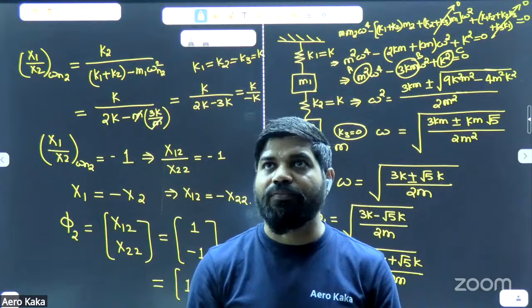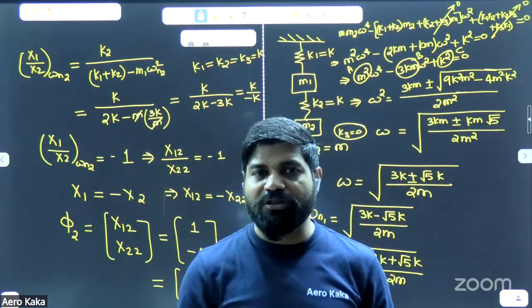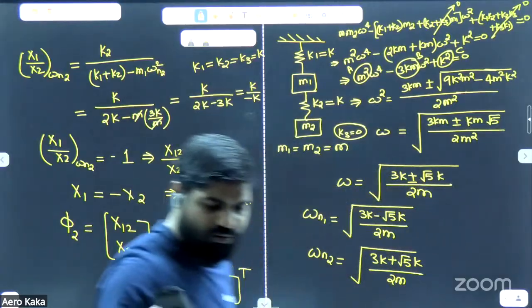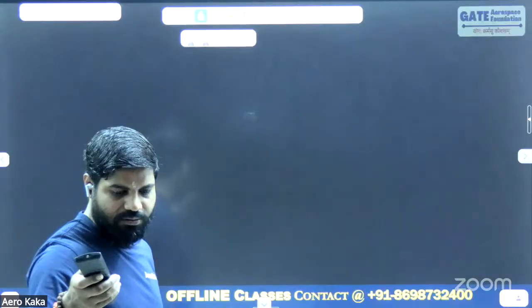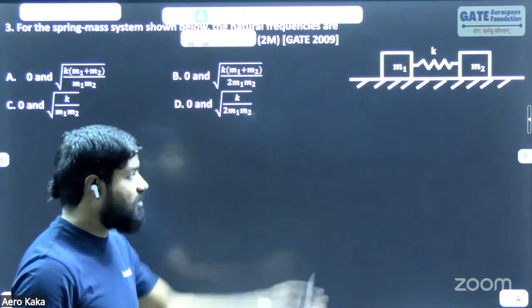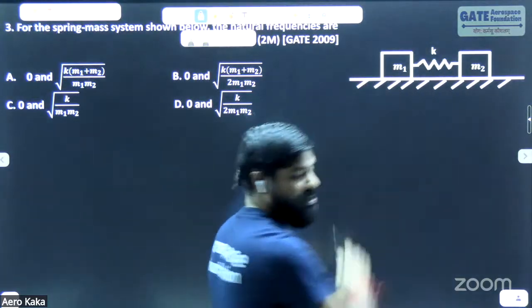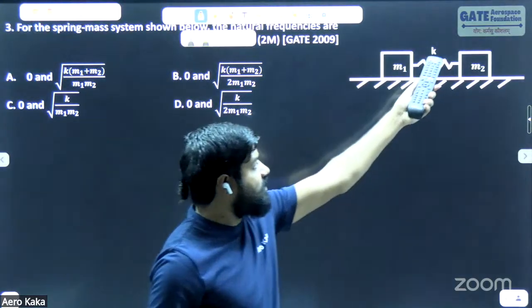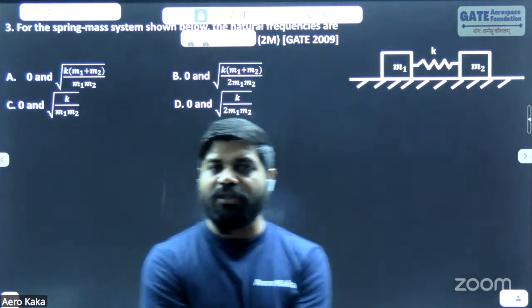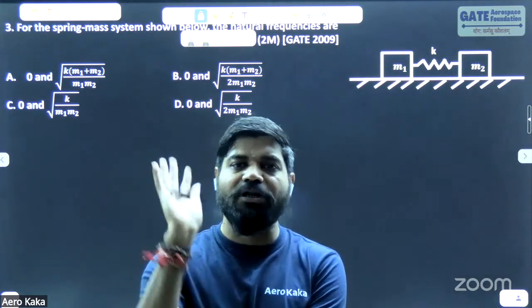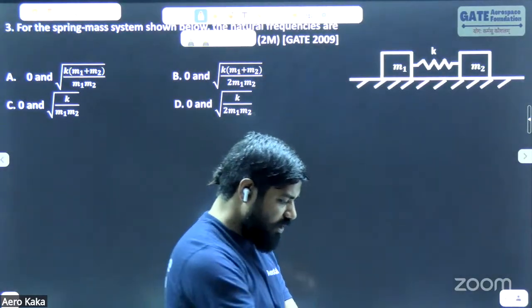Where do we generally use this kind of system? They have asked a question based on this in your GATE exam also. Let me show you, the very next question. Yes, this one. How many masses are there? 2 masses are there, right? What is this? It's a K here. So in this case, if you calculate the natural frequency of the system, one of the natural frequencies is going to be 0 only. Is that clear?